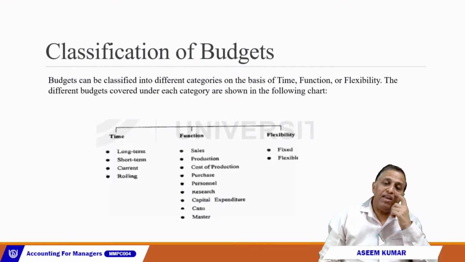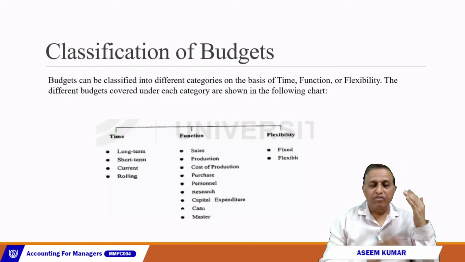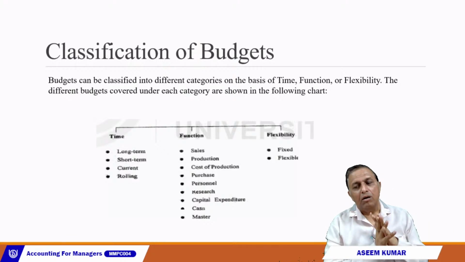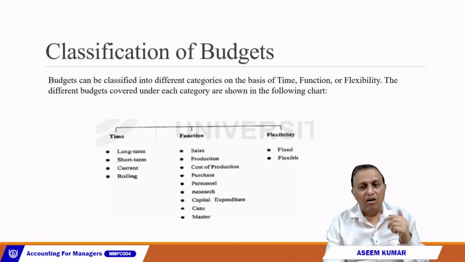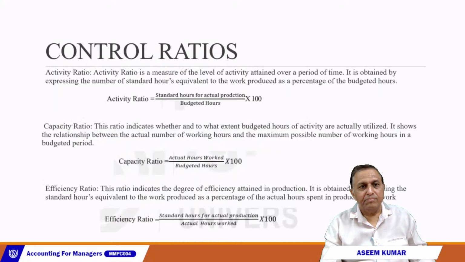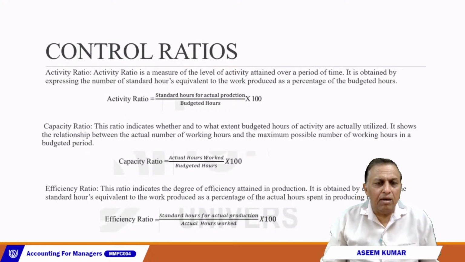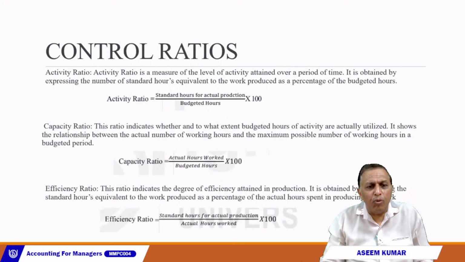But once we have flexibility as the basis, then we would have two kinds of budgetary provisions. One is fixed budgetary provision, the other one is flexible budget provision. Sometimes we need to control certain budgetary provisions also. We need to know what our activity is. Is it coming out on the plus side, efficient, or otherwise? What is our capacity and how can we calculate them?